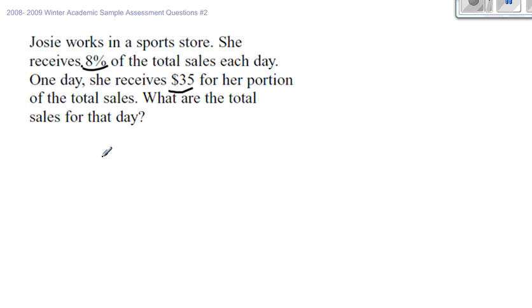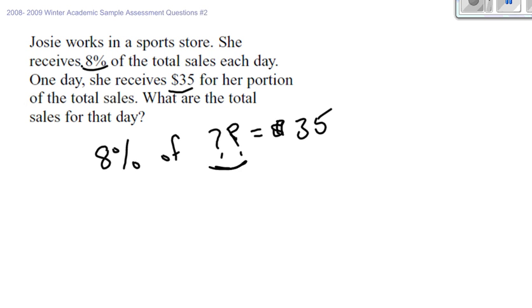So what this is saying is 8% of something is $35. And our goal is to find that thing. So, oh, it kind of looks like a silly face. 8% of something is $35. Make sure you can read the question and see that that's what it says. So our question is, how do I find that thing? Well, let's do some really nice math here. And instead of saying question mark, let's call it X. I don't know what it is. Let's call it X. So I could write that 8% of X is $35.